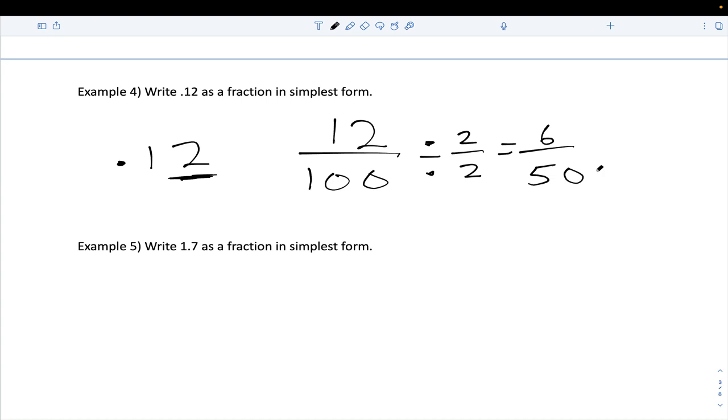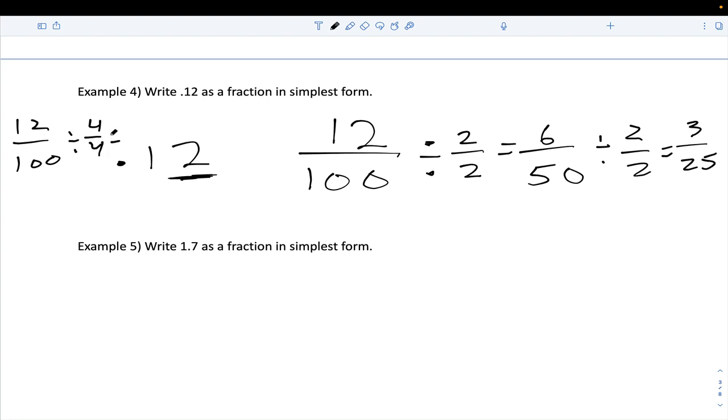You can divide by 2 again. From 12, you just needed to do 4. You could have started with 4. I see what you did. But if you did get this far in your problem, you can continue and divide by 2. 6 divided by 2 would be 3. 50 divided by 2 is 25. If you went with Aaron's method at first, you could have gotten the same thing. 3/25 is your answer. It can't simplify any further.